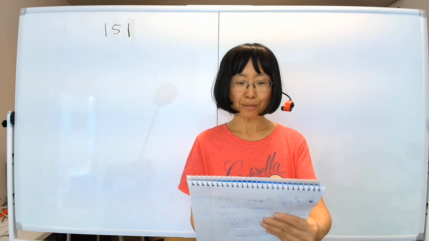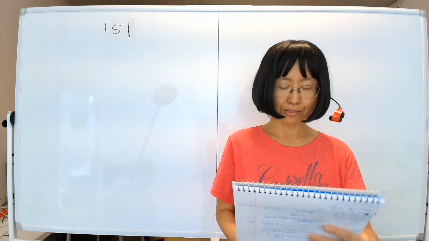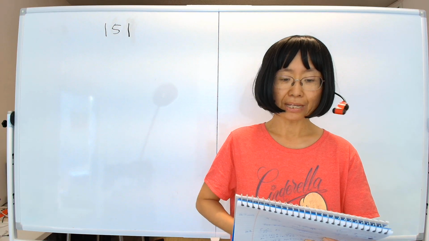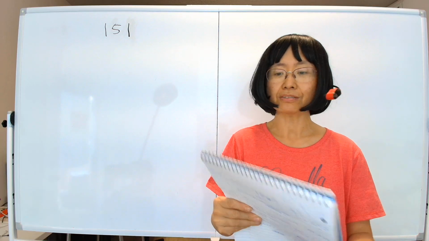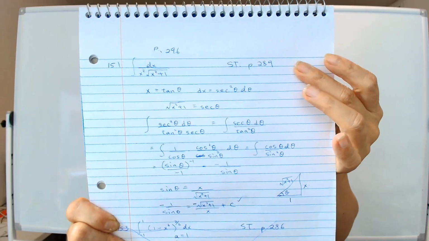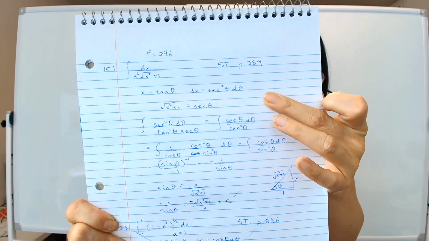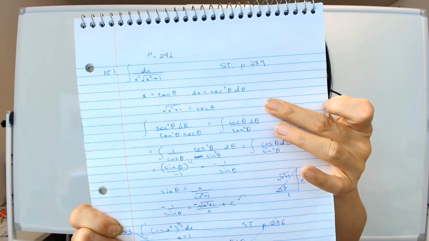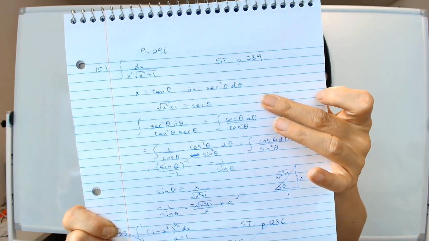Okay, next let's look at problem 151, where we have the integral, and now we have an x squared plus a squared situation. So we're going to follow the strategy on page 289, where x is set as tangent theta. Then, of course, dx is secant squared, and you figure out that secant theta is this thing, which is very convenient.